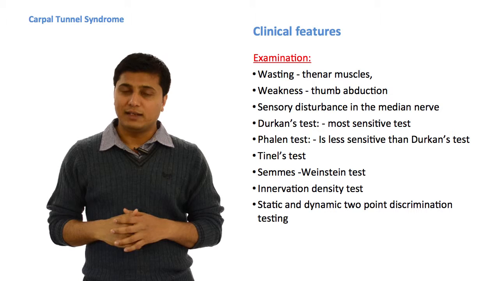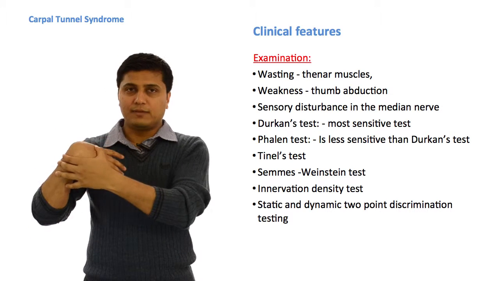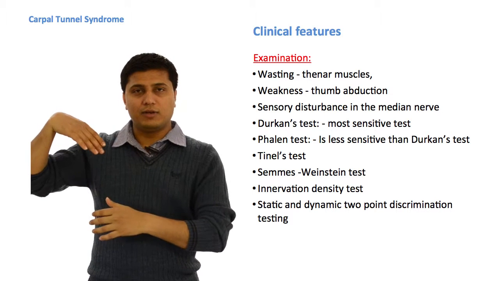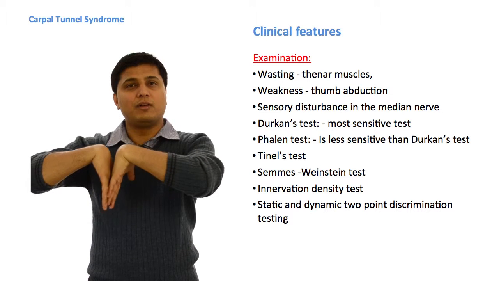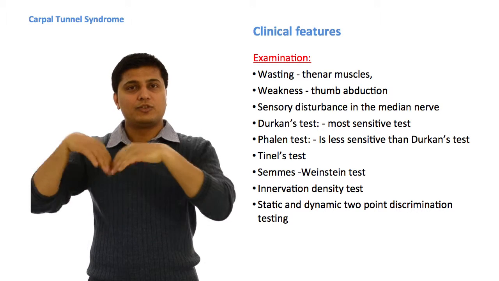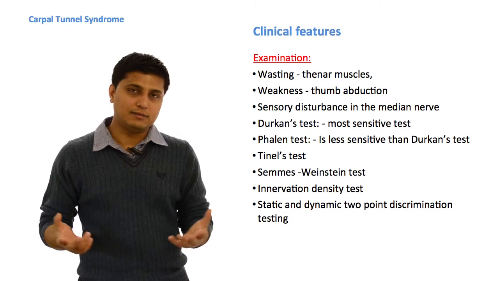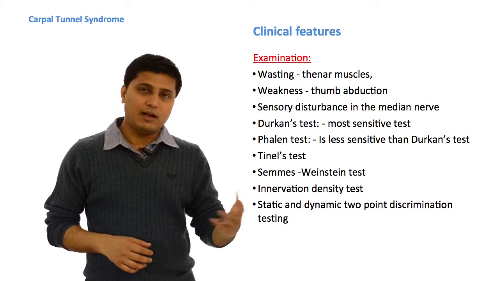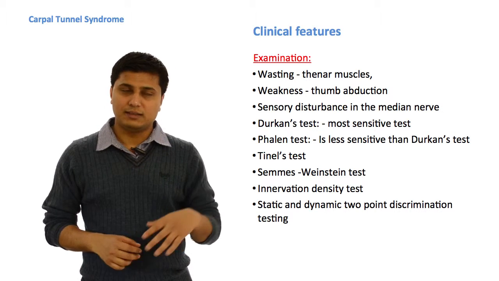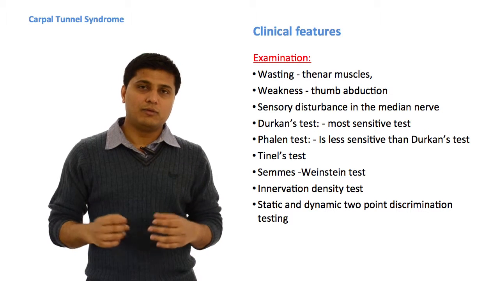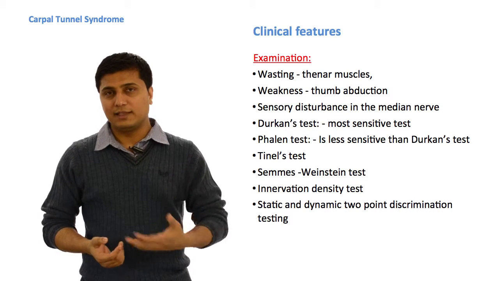Another test, which is called Phalen's test, which is commonly done in the clinics as well, is extreme palmar flexion of the wrist and holding it for, for example, 30 seconds, which should reproduce the symptoms of carpal tunnel, and that is a positive test again. So there are other tests which can be done, innervation test and 2-point discrimination test, etc. These are useful in the post-operative period for assessing the recovery.